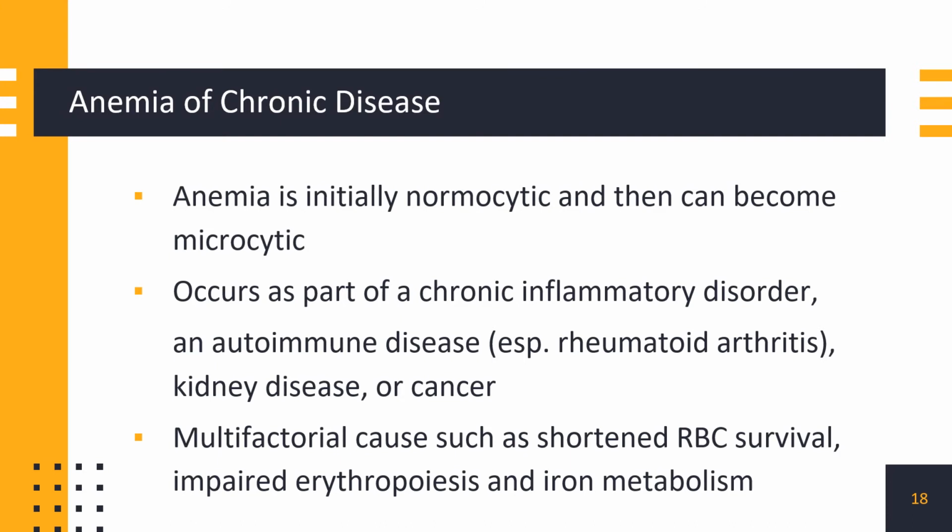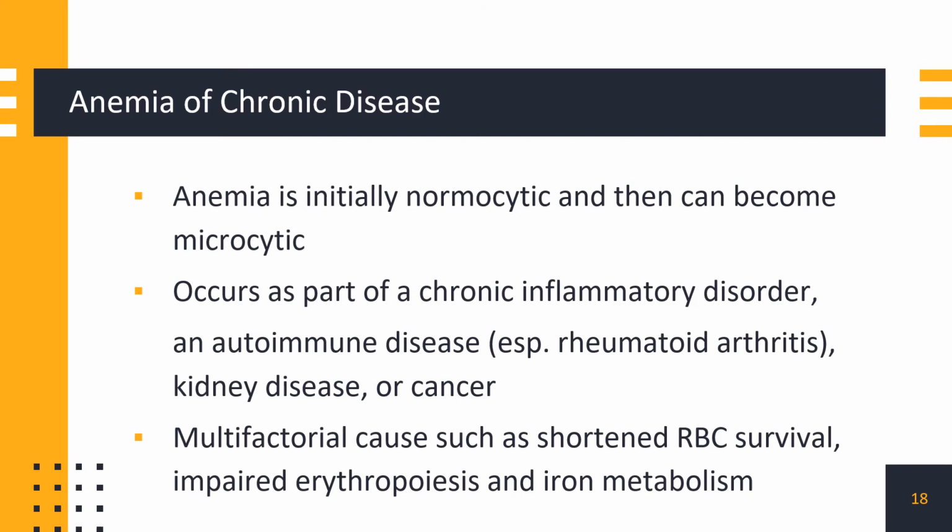Now let's proceed to anemia of chronic disease. Anemia of chronic disease is a unique form of anemia. Here, the anemia is initially normocytic, then can become microcytic. They occur as a part of a chronic inflammatory disorder, an autoimmune disease, most especially rheumatoid arthritis, in renal disorders, or even cancer.